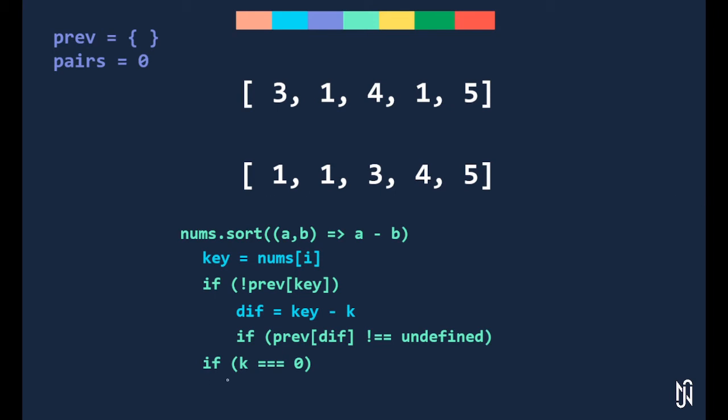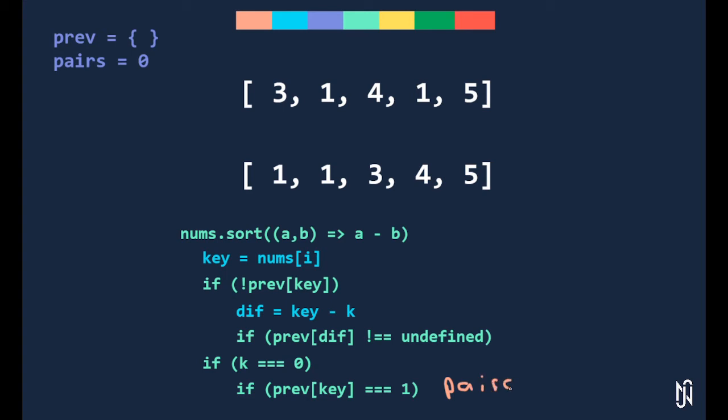So if k is equal to 0, we're going to want another conditional that checks if previous key, so we still have the key value right here, has a value of 1 in the previous object. If the key is equal to 1, that means we already have this value in the object. So we're going to want to increase our pairs by 1. So we're going to do pairs plus plus.